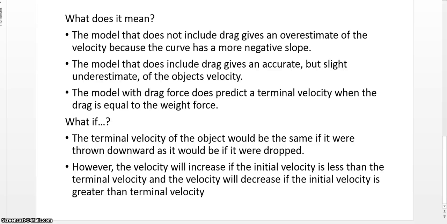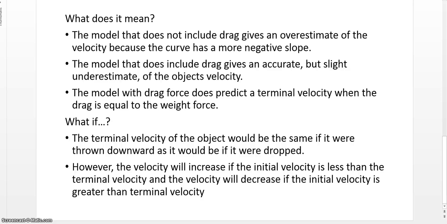So what does it mean? The model that does not include the drag force gives an overestimate of the velocity because the curve has a more negative slope. The model that does include drag gives an accurate but slight underestimate of the object's velocity. The model with drag force does predict a terminal velocity when the drag is equal to the weight force.